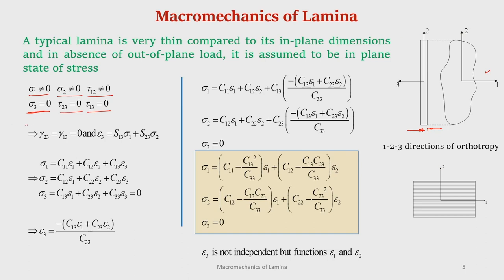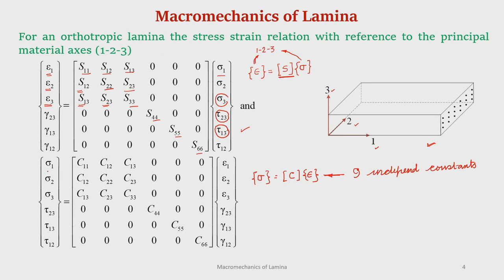From how we get this, from epsilon equal to S into sigma, we get this. Gamma 23 is 0, gamma 13 is also 0, epsilon 3 is equal to S13 sigma 1, S23 sigma 2. And of course, from sigma equal to C into epsilon, we get this. If you see this, from here you can write sigma 1 equal to C11 epsilon 1, C12 epsilon 2.